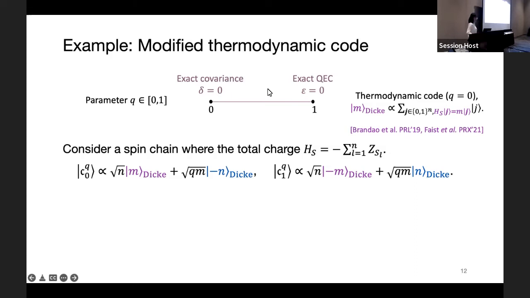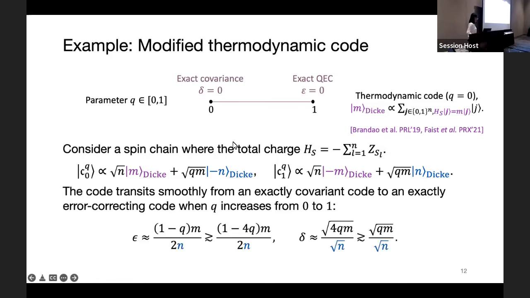It can be easily seen that the code is covariant, and it was also well studied before in the literature. And when q is equal to 1, one can also prove that the QEC condition is satisfied, so the code is exactly error correcting. So one can compute epsilon and delta in this case. And as before, we see that the scaling of epsilon and delta matches our lower bound, and there's a constant factor difference from the lower bound.